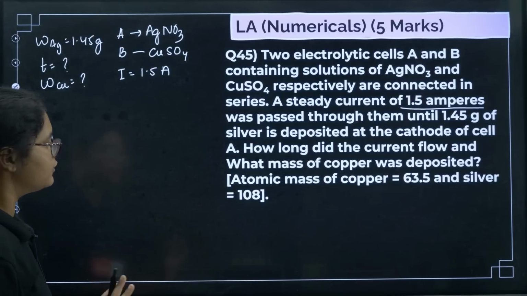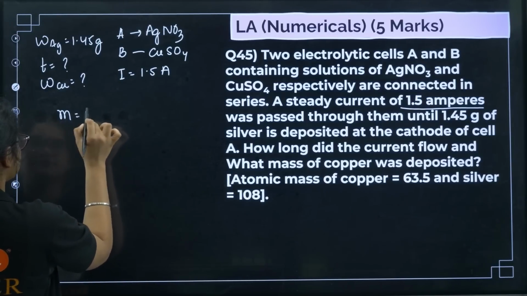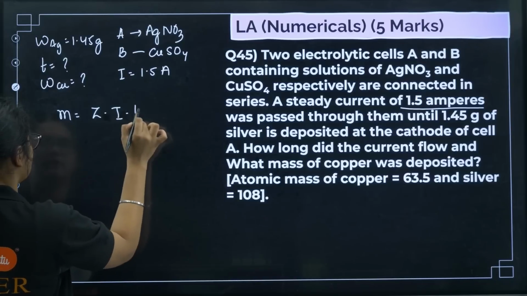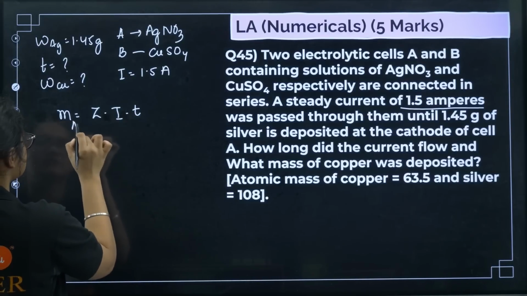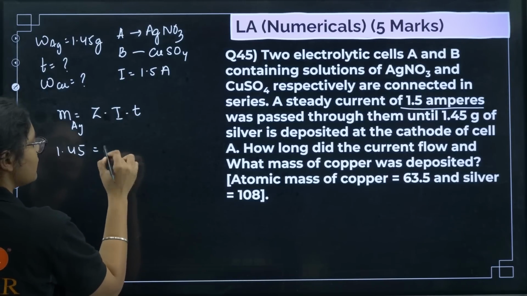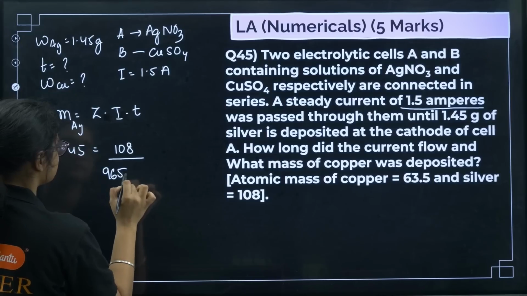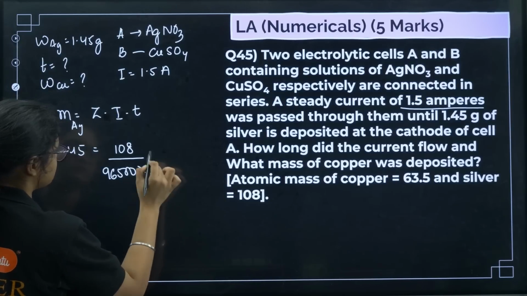Atomic masses are given to you. Okay, so we have this formula first, Faraday's first law, m is equal to z into I into t. What is the mass of silver deposited? We have 1.45 gram. Z is equal to molar mass of silver divided by 96500 into n. For silver, n is 1.